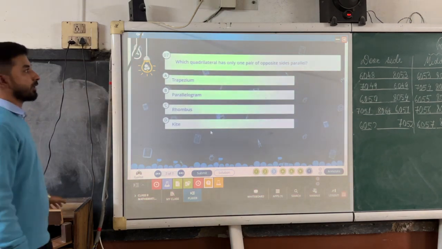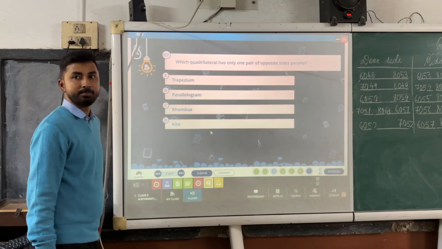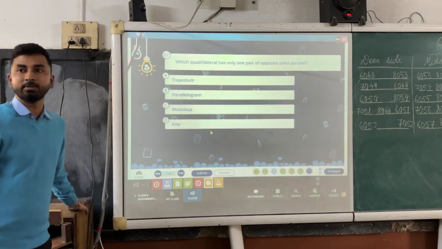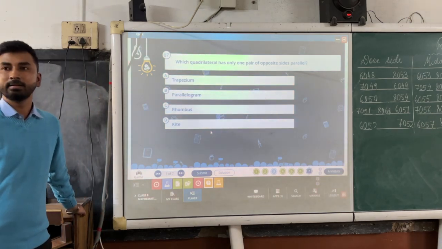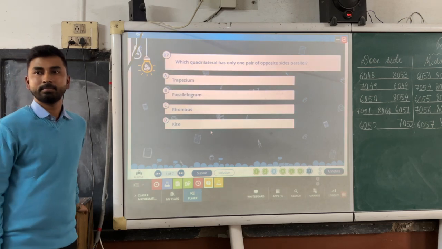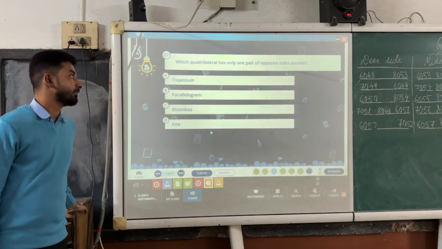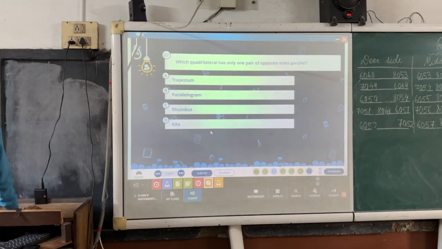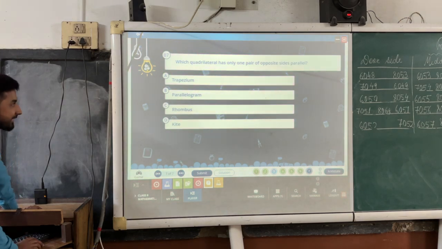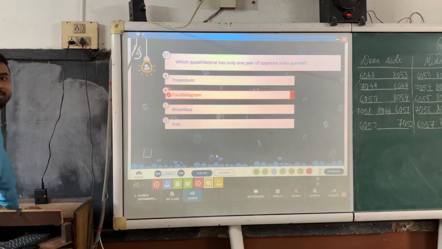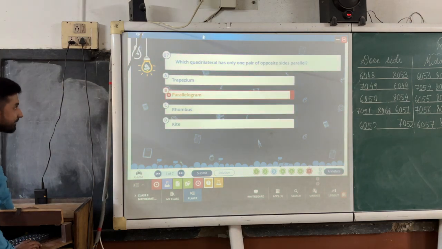Which quadrilateral has only one pair of opposite sides parallel? Parallelogram? Let us check it out. No. Trapezium. Yes, it will be trapezium.